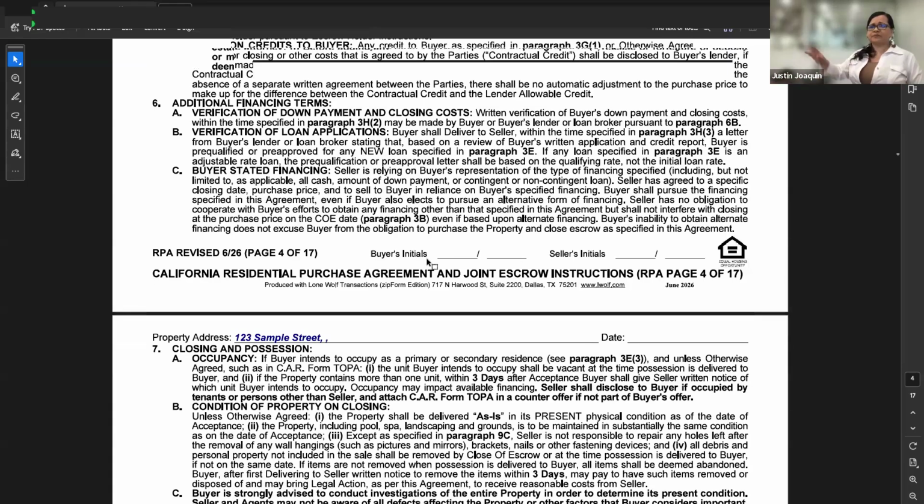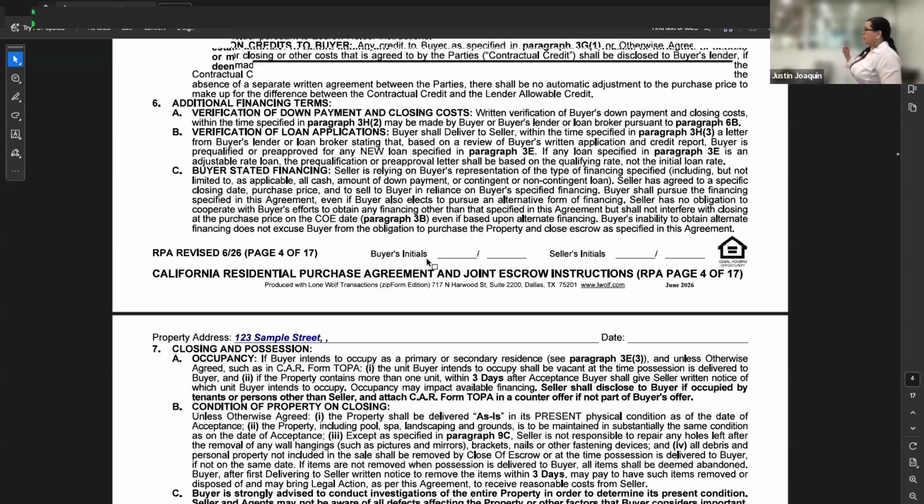6, additional financing terms. This is super simple. If you remember back in the grid, you attached, hopefully, to your offer, the verification of down payment and closing costs to make your offer look strong. The verification of loan application, which is really what? Pre-approval letter, underwriter approval, pre-qualification, something showing that, hey, my buyer's qualified to get financing. So that's what A, B referred to.